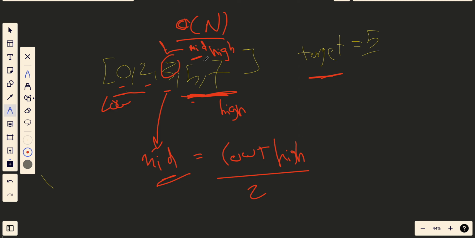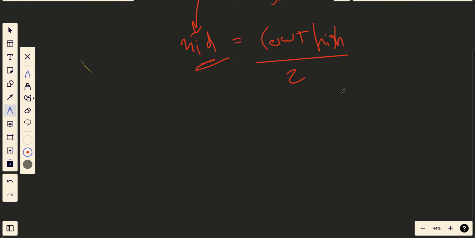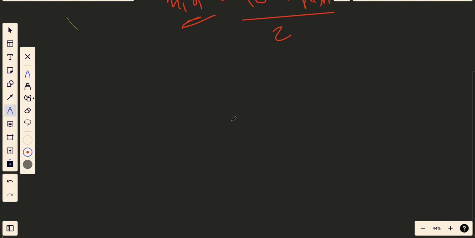And if this mid equals 5, we will just return it. So this is how binary search works in the big picture. Now let's see what we did. Actually, we have a number called 9. So basically, we take a low and a high, and the low will be 1.